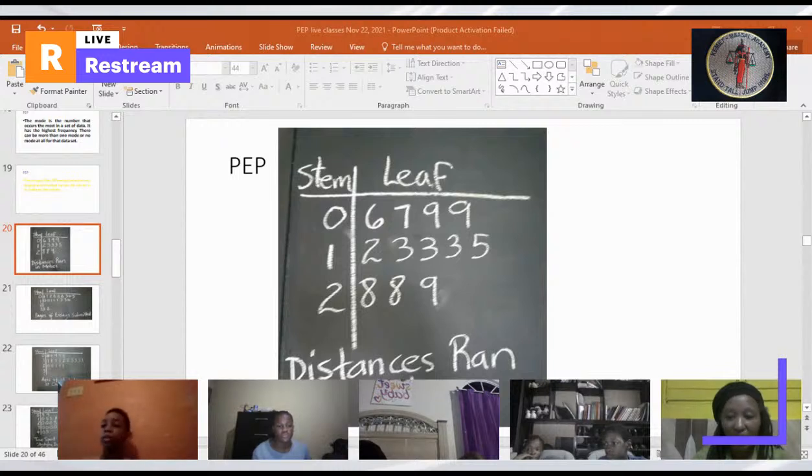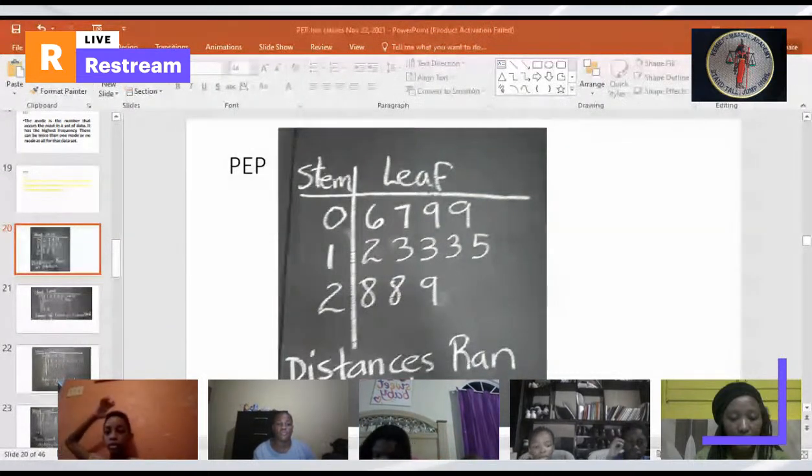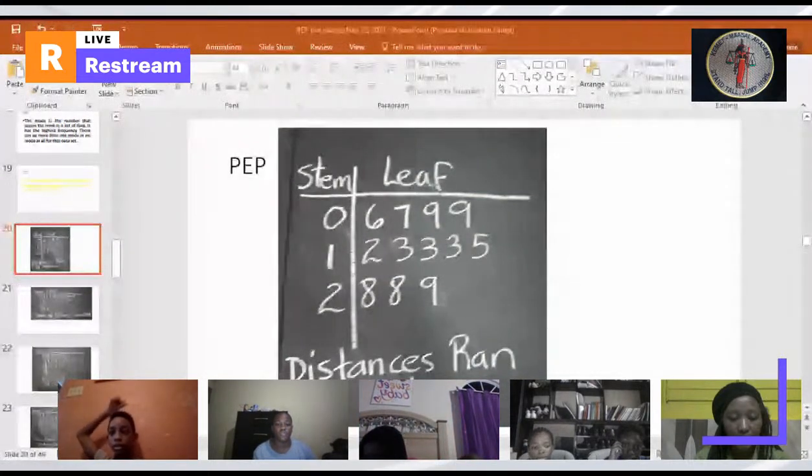Are there questions about this sample of stem and leaf? Is everybody clear? All right, so we'll move on to the other example.